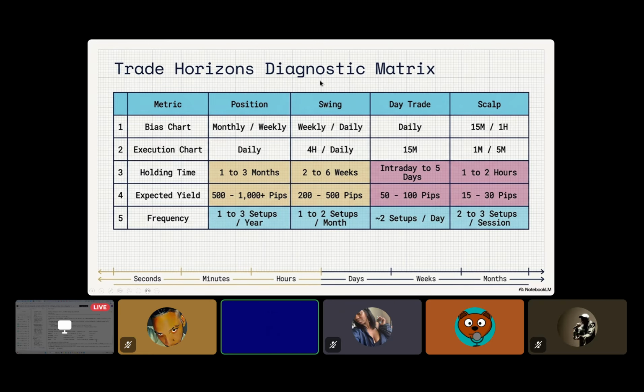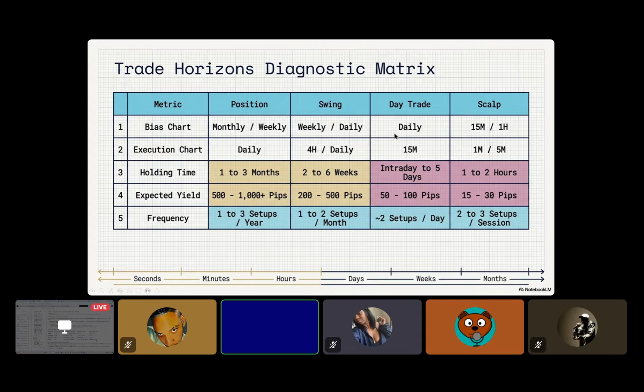Trade horizons diagnostic matrix. So you want to look at your bias chart. Your bias chart gives you your bias. If you're doing a position, you're looking at the monthly and weekly for your bias. What is a bias? Like when we say, hey, what's your daily bias? Is it bearish? Is it bullish? Is the market going up? Is the market going down? Once you understand where the market is going, then you go down to your next chart. So with position traders, the ones who have 3 months to wait before they get paid, you're looking at the monthly and the weekly chart. And with swing trading, you're looking at the weekly and daily.